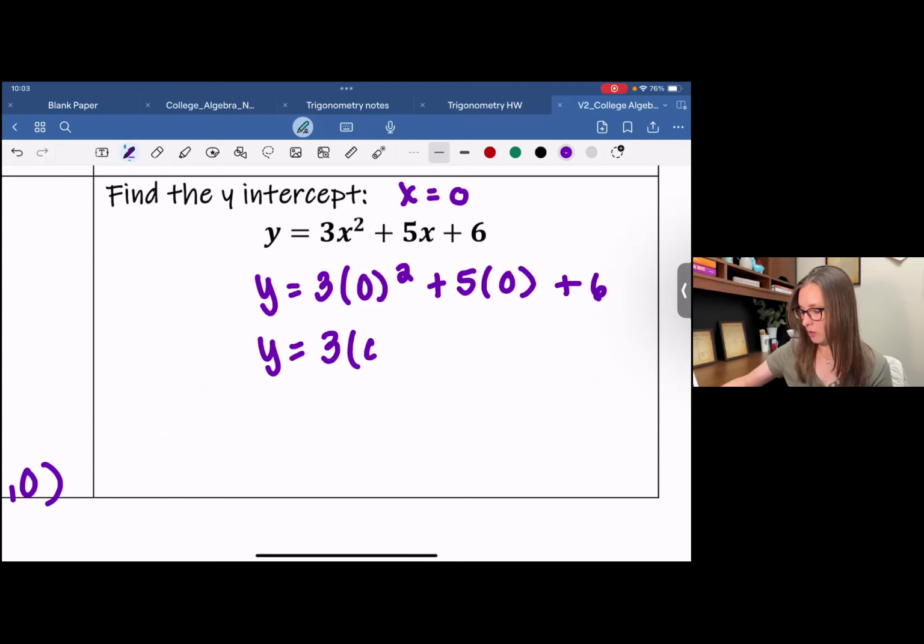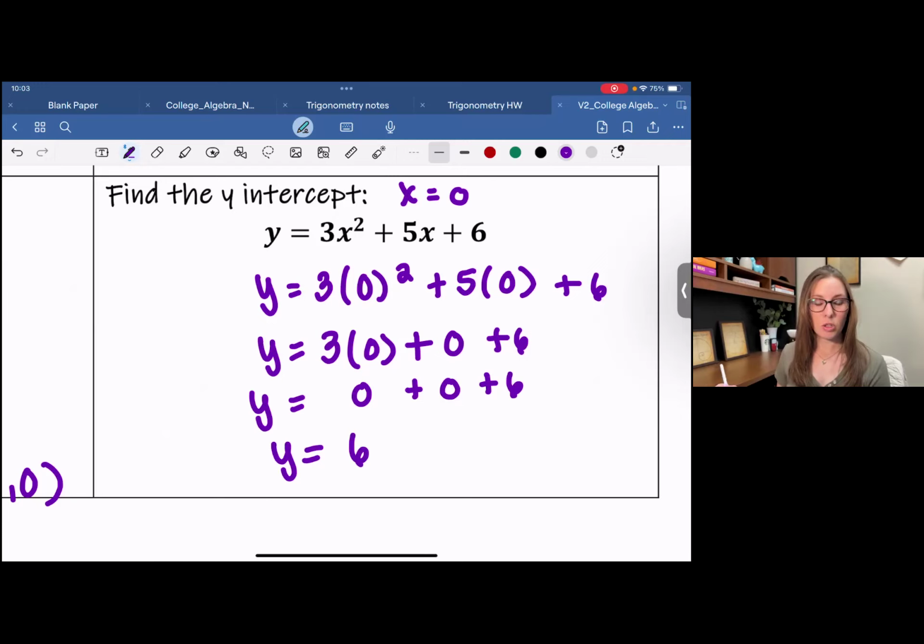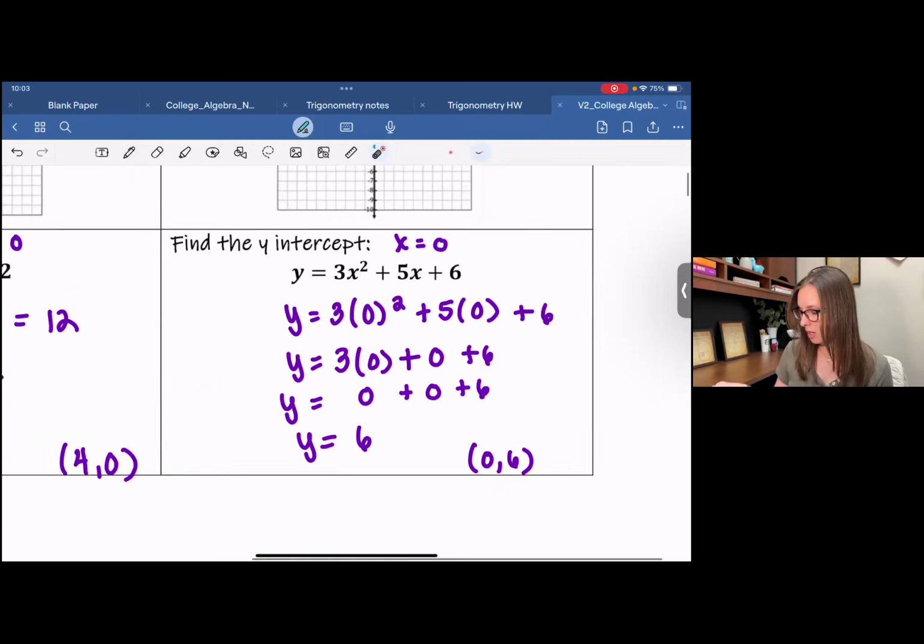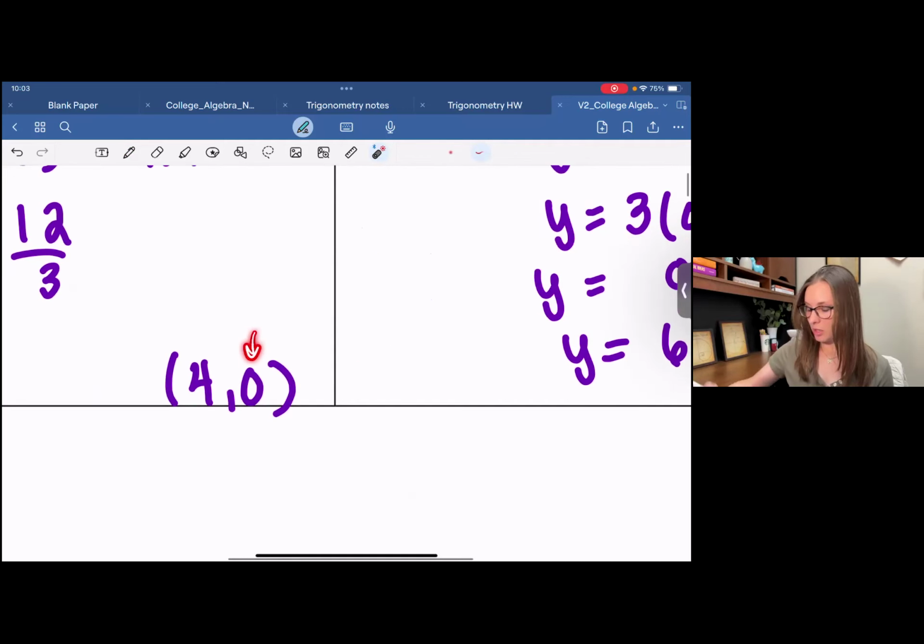Simplify. 0 squared is 0. 5 times 0 is 0. 3 times 0 is 0. And then 0 plus 0 plus 6 is 6. So my y-intercept is 6. As a point, sorry, the y value of my y-intercept is 6. So as a point, that's 0, 6. And that's all you have to do. That's how you know it's a y-intercept, because the x value is 0. This is how you know it's an x-intercept, because the y value is 0.